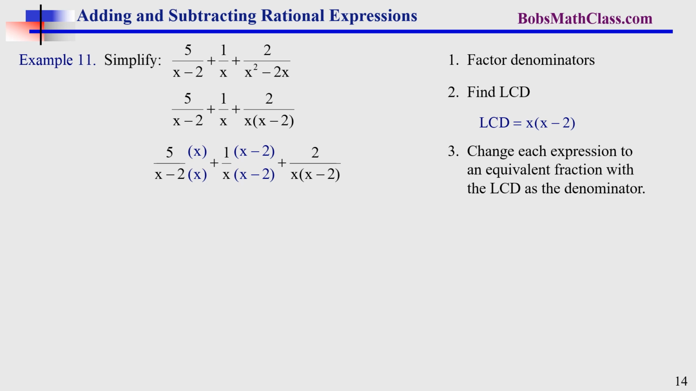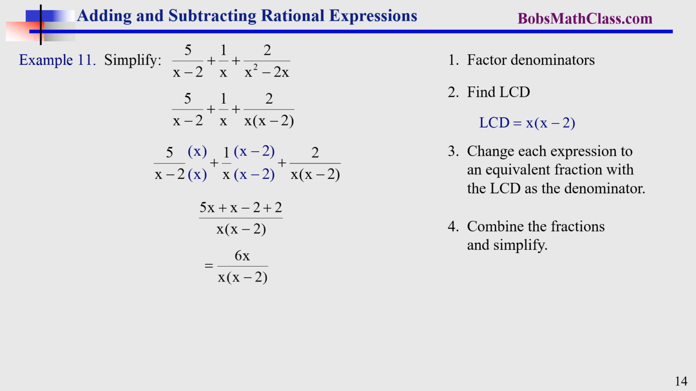Okay, put it all together. So 5x plus x minus 2, because we're distributing the 1, which is the same thing, then plus 2. The 2's cancel, so we get 6x over x times x minus 2. Oh, nice. On this one, the x's will cancel. So our answer is 6 over x minus 2. Nice, right?